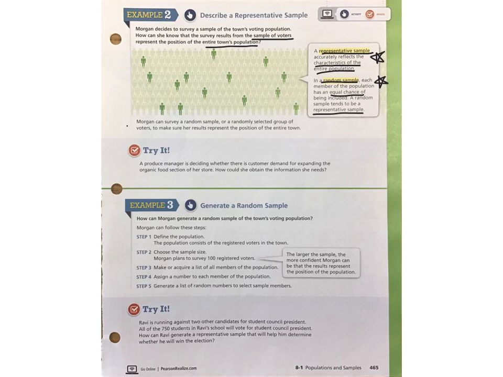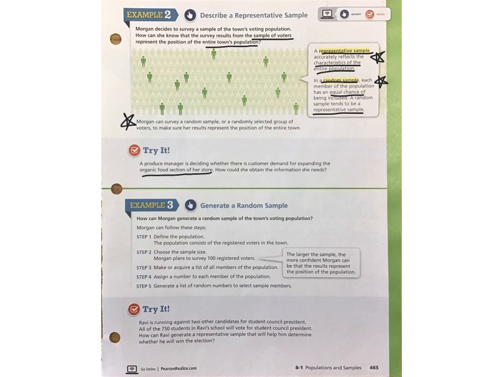So Morgan can survey a random sample, or randomly selected group of voters, to make sure her results represent the position of the entire town. Now let's look at the try it. A produce manager is deciding whether there is customer demand for expanding the organic food section of her store. How could she obtain the information she needs?